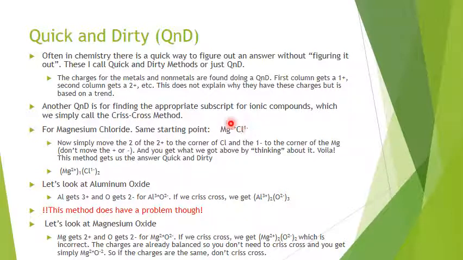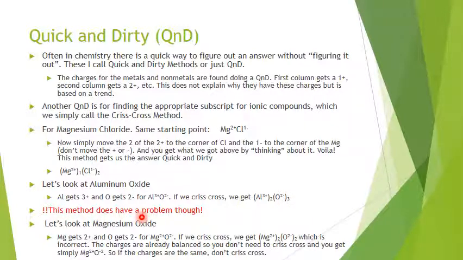Now this isn't a why, it's just a method. It doesn't tell you why it happens, it's just a way of doing it. So now let's do aluminum oxide. Aluminum gets an Al3+, and oxygen gets a 2-. So you have Al3+, O2-. Move the 3 next to the oxygen, and the 2 next to the aluminum, and you get your answer.